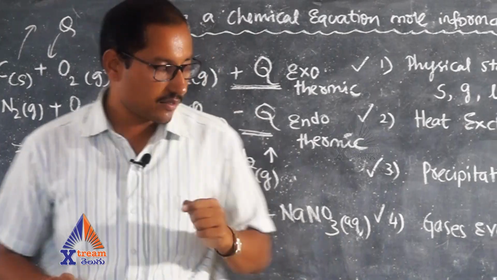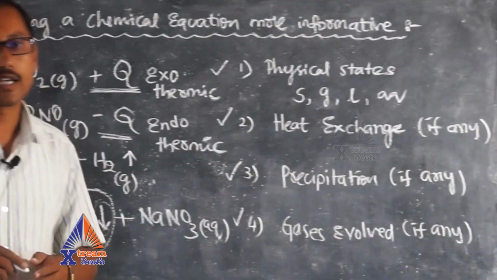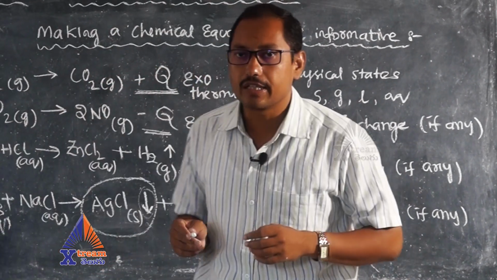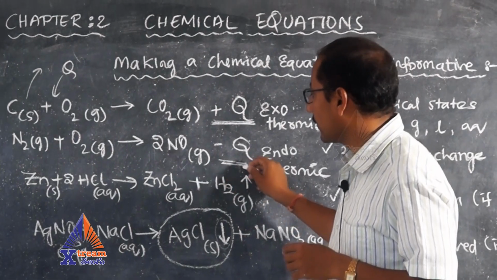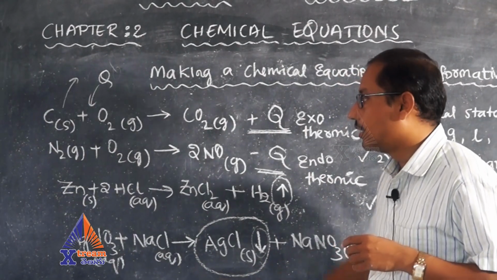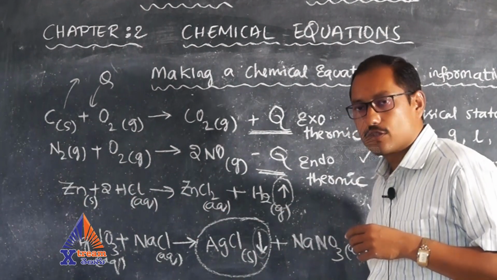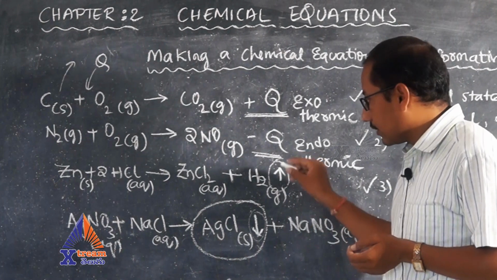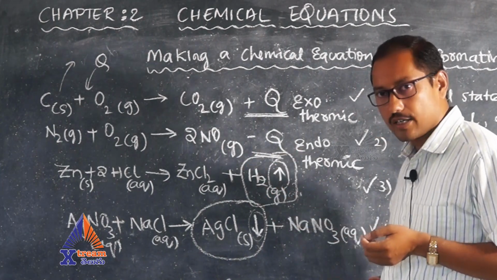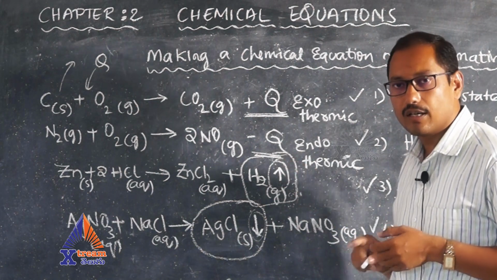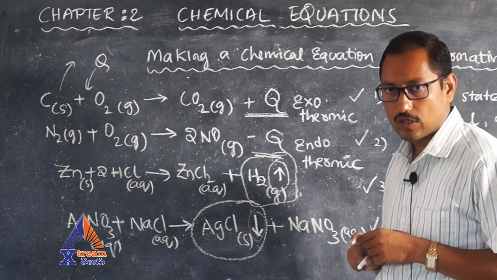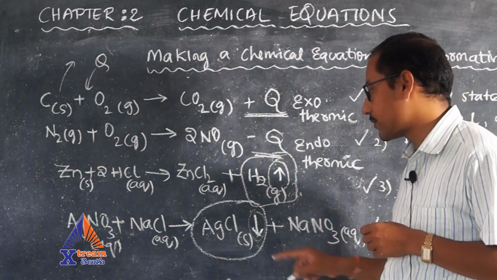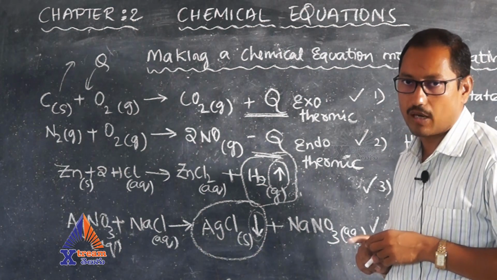The last one is nothing but gases evolved during the chemical equations. The different gases evolved during the chemical equation can be represented with an upward arrow mark here. Metals react with acids to give salt and hydrogen gas. This is a very well known fact to us. That means here hydrogen gas is produced, and the produced gas is represented with an upward arrow mark. So gases produced are represented with an upward arrow mark, and precipitations produced are represented with a downward arrow mark.